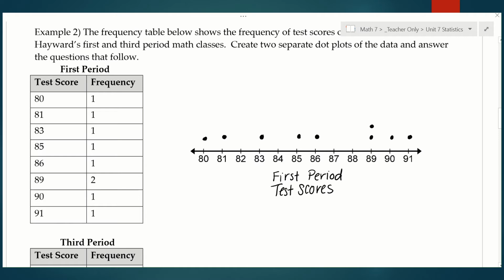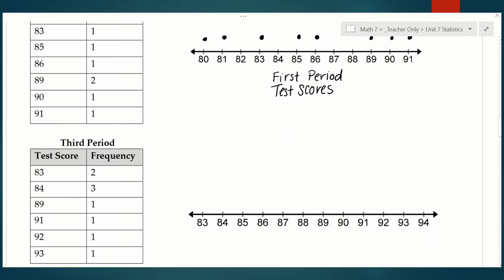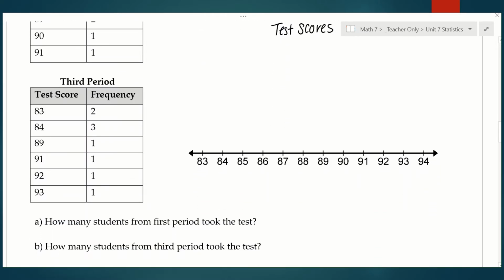Okay, so let's do the same thing for the third period test scores. So I'm going to label this.